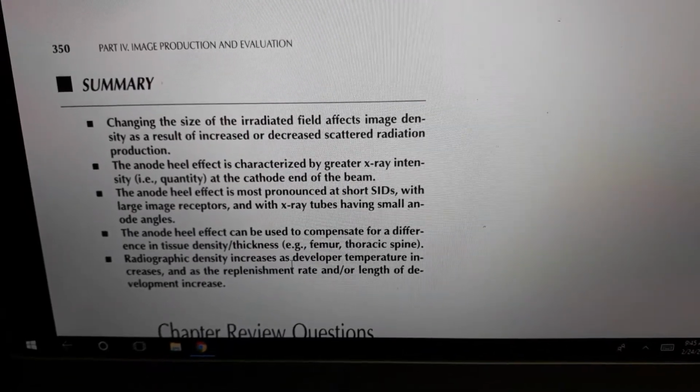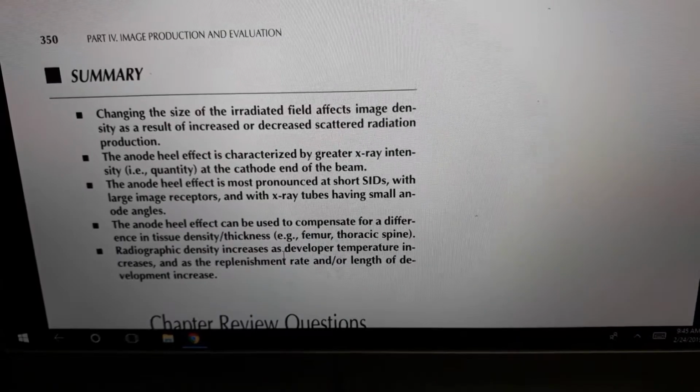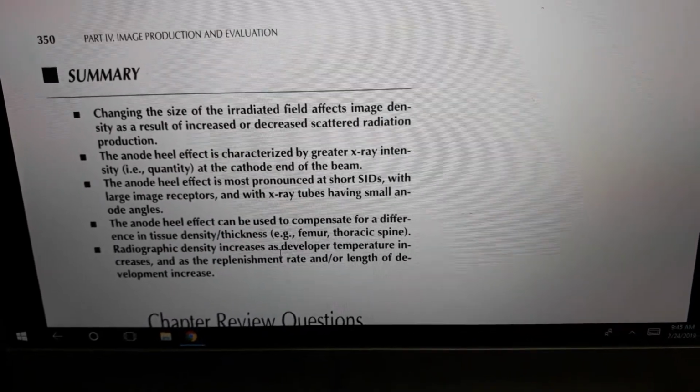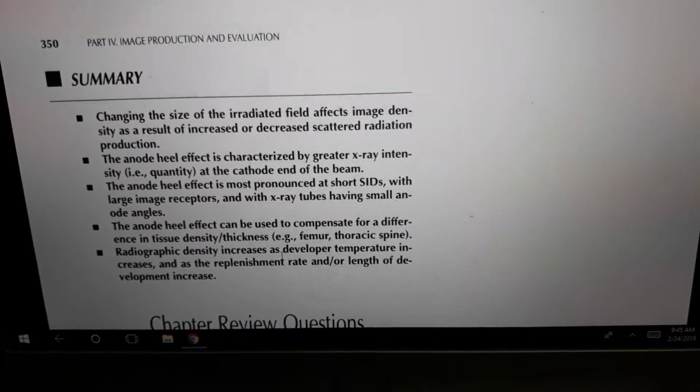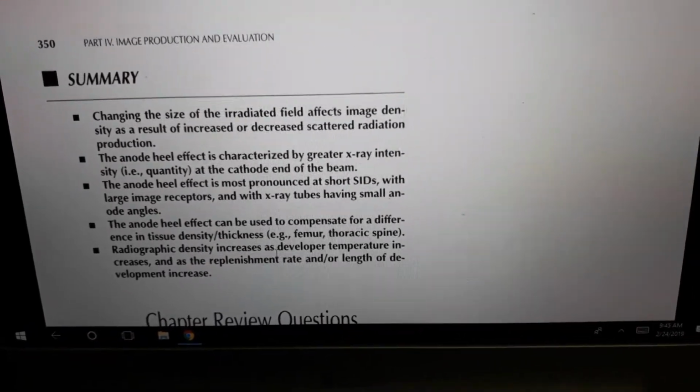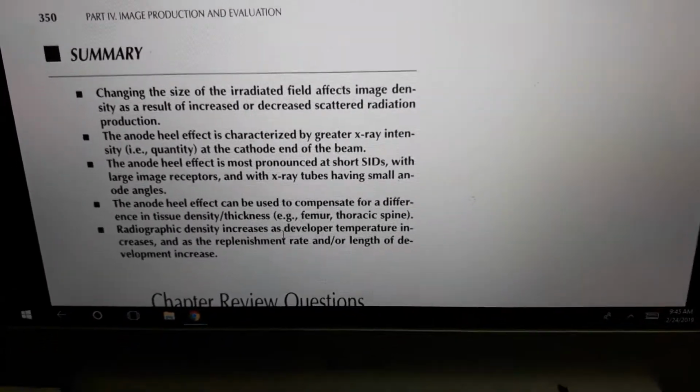Radiographic density increases as developer temperature increases, and as the replenishment rate and or length of development increase.